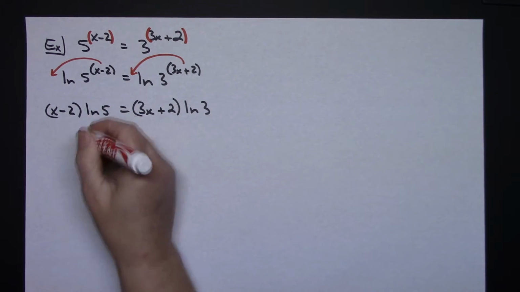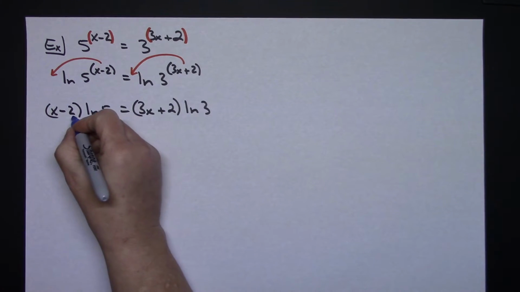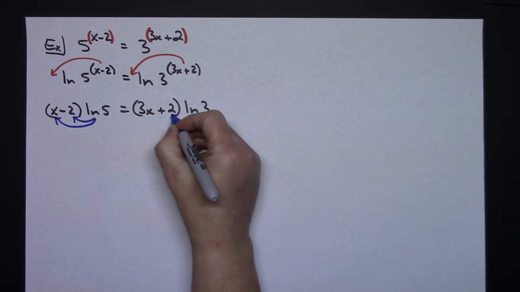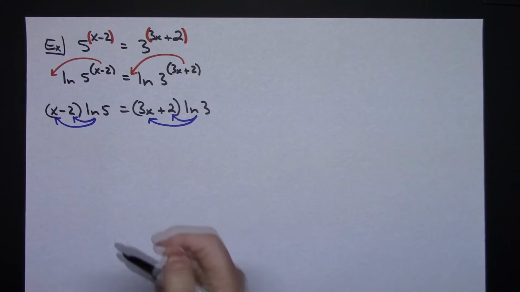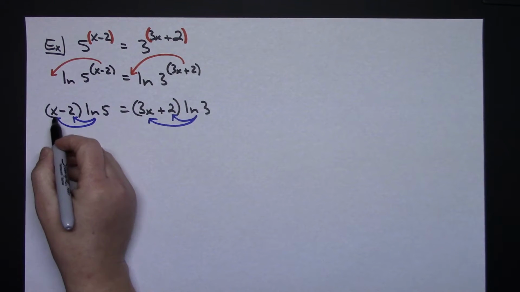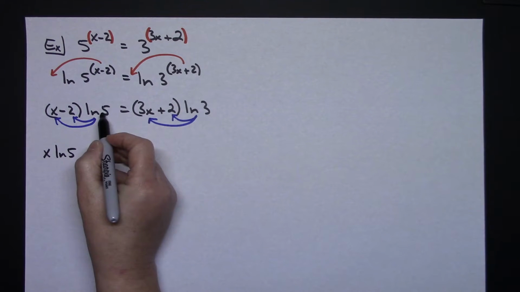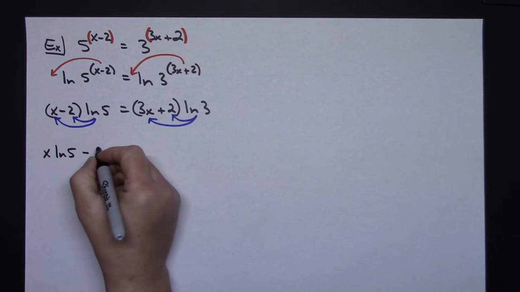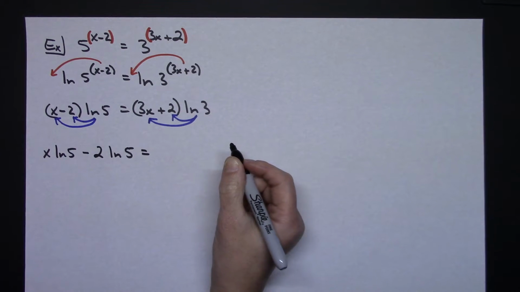So then, let's switch colors because we don't want to keep doing this in red. Let's use the distributive property and distribute that natural log of 5 and distribute the natural log of 3. Now pay attention to the way that we distribute these. When I take the natural log of 5 times x, the first term in the binomial, I'm going to write that term first. So I'm going to have x natural log of 5. Then I'm going to take natural log of 5 times the 2, that's the second term. So then I'm going to have minus 2 natural log of 5. You want to keep things in the same order as they appear.